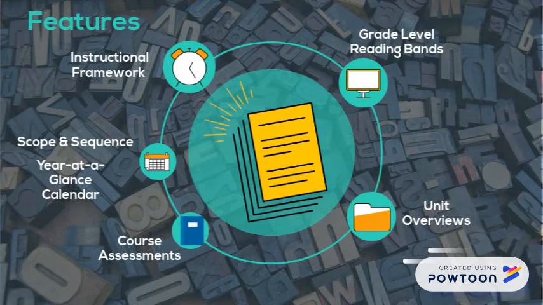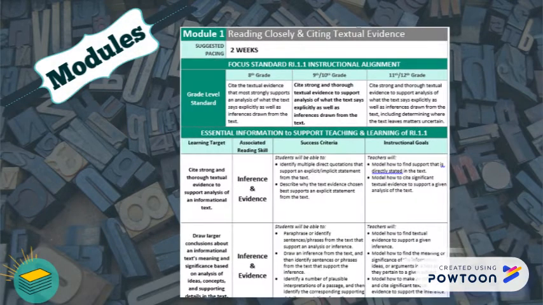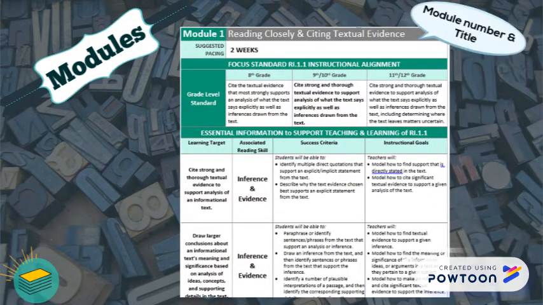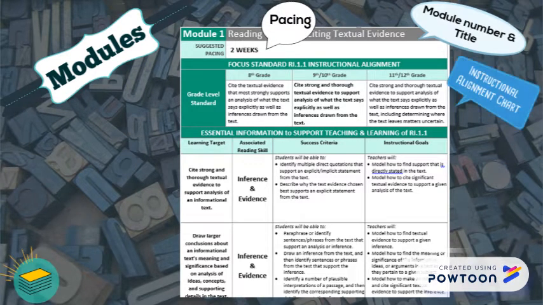The last feature of the learning maps we're going to discuss are the modules. After the unit organizer are the modules of instruction. Each module contains the module number and title, as well as the length of time intended for each module. The instructional alignment chart includes your grade level standard, along with a standard for the grade before and after, so you have an idea of what students should already know, what they will need to know for this grade, and where students are heading in the future.